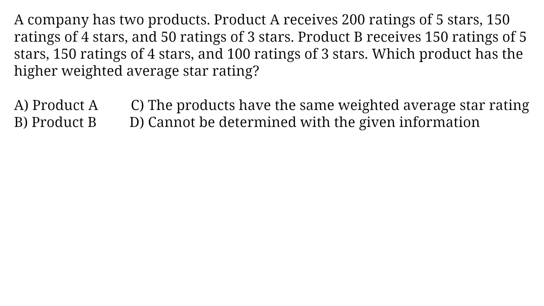A company has two products. Product A receives 200 ratings of 5 stars, 150 ratings of 4 stars, and 50 ratings of 3 stars. Product B receives 150 ratings of 5 stars, 150 ratings of 4 stars, and 100 ratings of 3 stars. Which product has the higher weighted average star rating? A. Product A. B. Product B. C. The products have the same weighted average star rating. D. Cannot be determined with the given information.